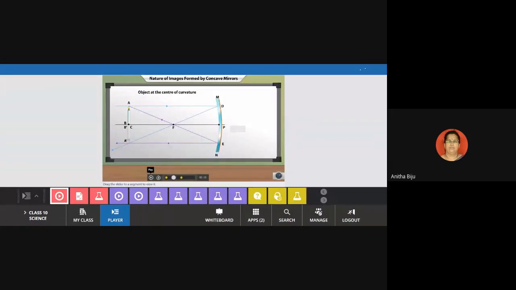This is the order. First, where it is located, meaning where we get the image. Second is whether it is real, inverted or erect, virtual. Last point is regarding the size. Here it is of the same size as that of the object.